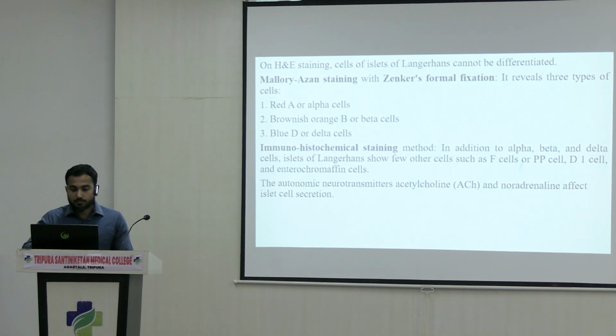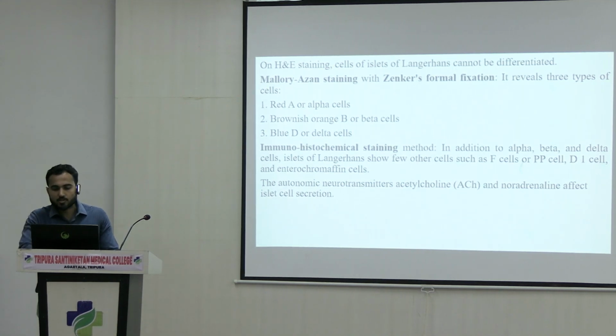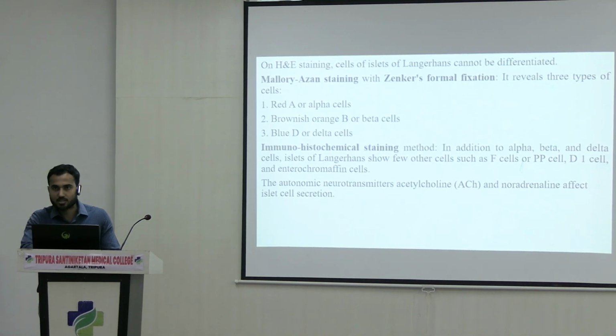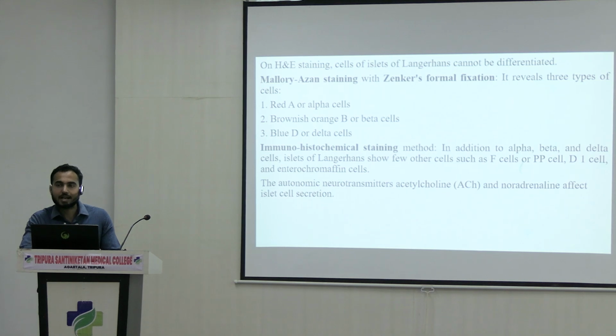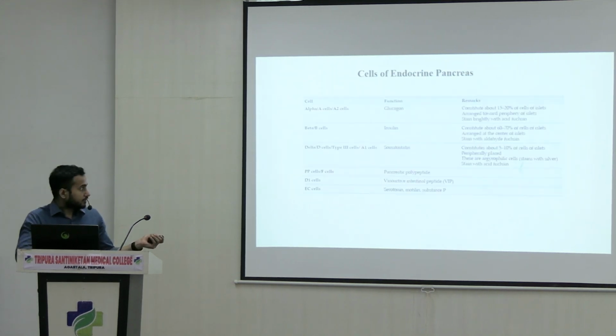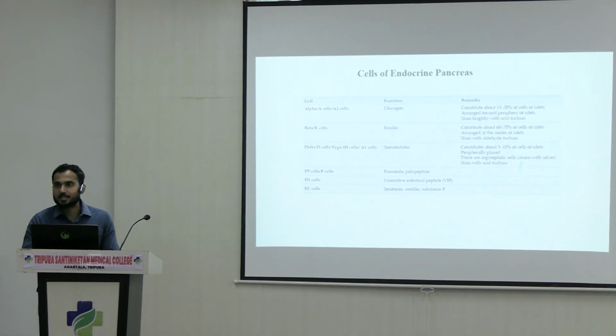Next, the autonomic neurotransmitters acetylcholine and noradrenaline affect the islet secretion. That means the control of the islet is done by these neurotransmitters. Now here you can see the list of cells which are present in the endocrine part of the pancreas.